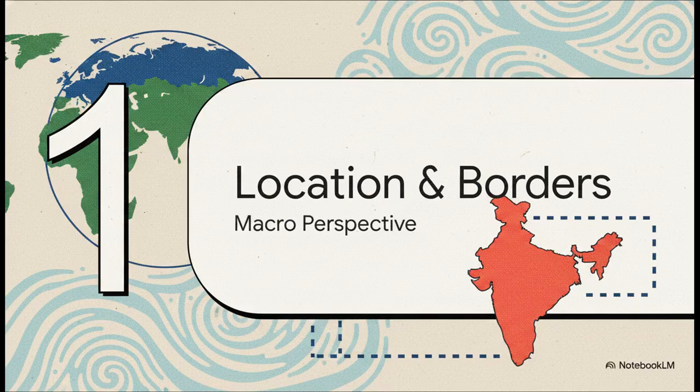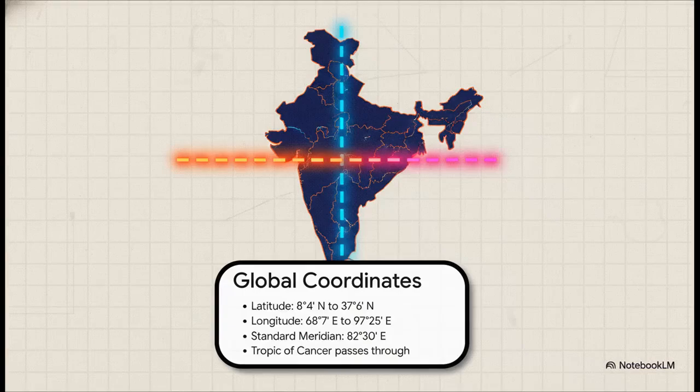All right, first up, location and borders. Let's zoom way out and lock in those exact coordinates. India stretches from 8 degrees 4 minutes north to 37 degrees 6 minutes north latitude and 68 degrees 7 minutes east to 97 degrees 25 minutes east longitude. Now check out the Tropic of Cancer. It literally slices right through the middle of the country, which is a massive deal for the climate. And hey, you absolutely cannot forget the standard meridian at 82 degrees 30 minutes east. Why? Because it dictates Indian Standard Time for the whole nation. It basically keeps this vast, bustling country ticking on one single unified clock.